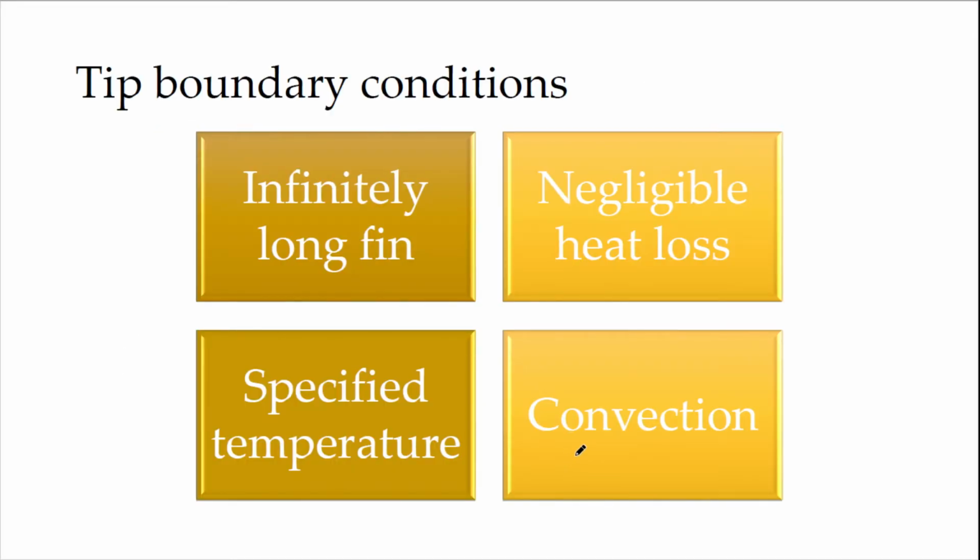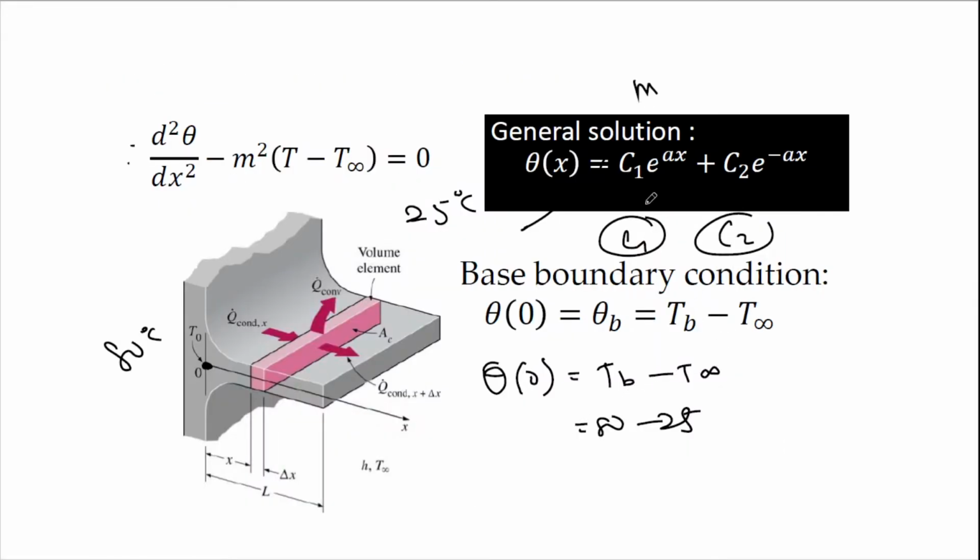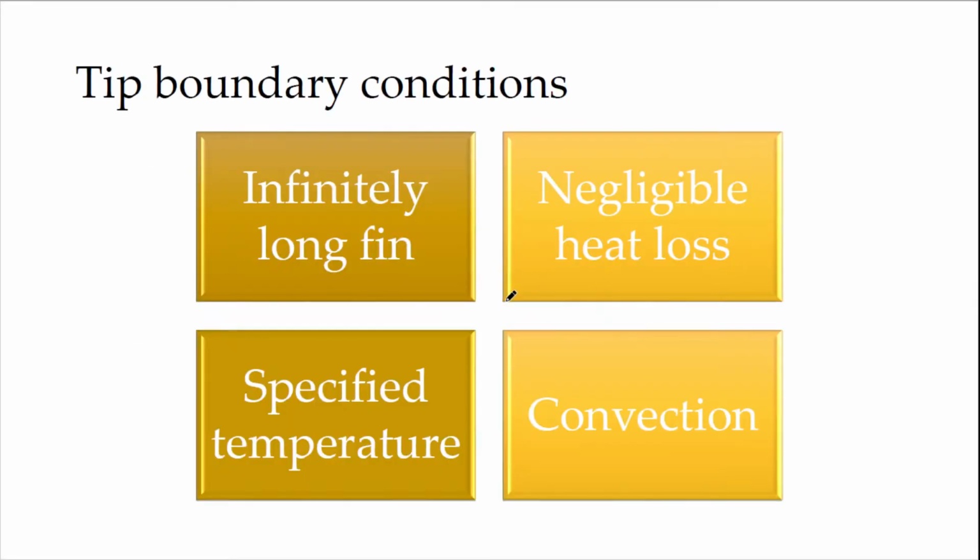Alright, as I mentioned earlier, we want to find what your C1 and your C2 are. We have four main boundary conditions: infinitely long fin, negligible heat loss, specified temperature, and convection. Before going into detail, let's look at a simple fin. This is the base, and this is your fin.